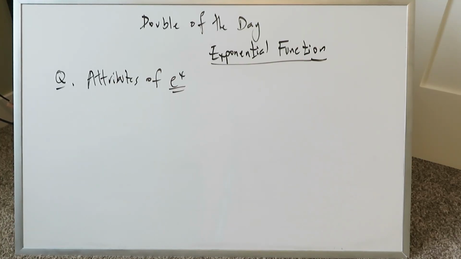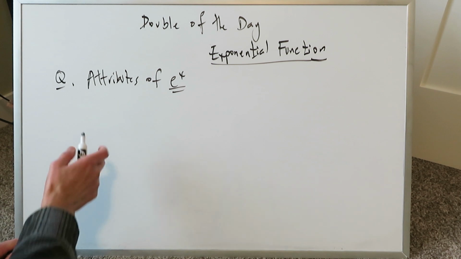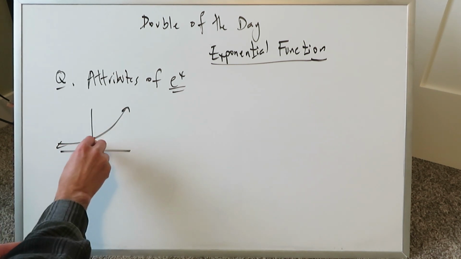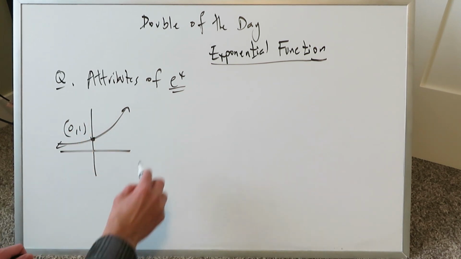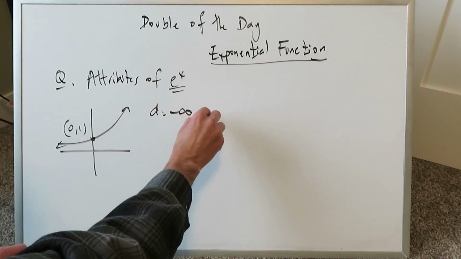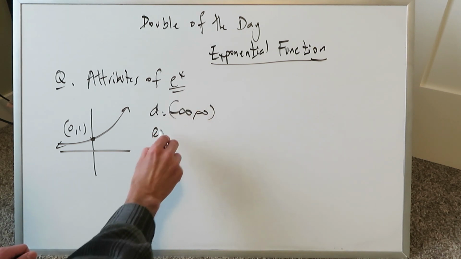We'll examine the attributes of the exponential function. You know very well, I've shown you the graph. The e to the x looks like that. It goes through 0, 1. In terms of the domain, you know clearly from left to right it goes from minus infinity up to positive infinity. The range is not hard.